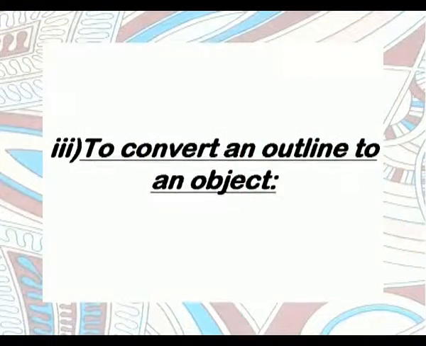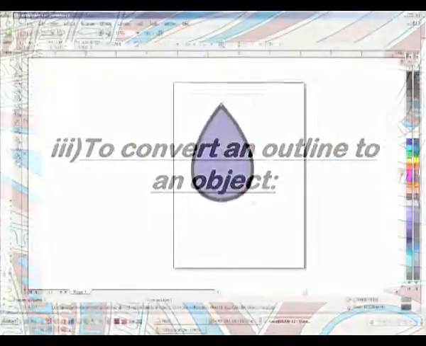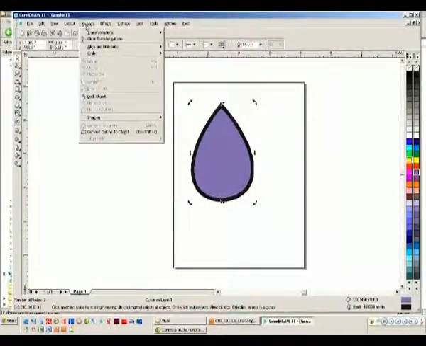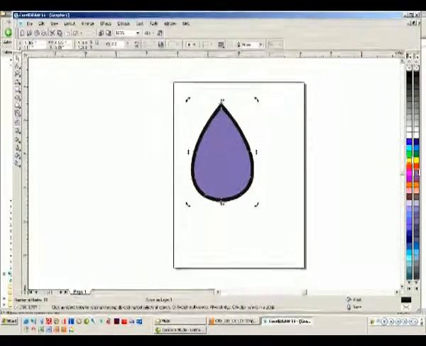To convert an outline to an object, select an object, click Arrange, Convert Outline to Object.